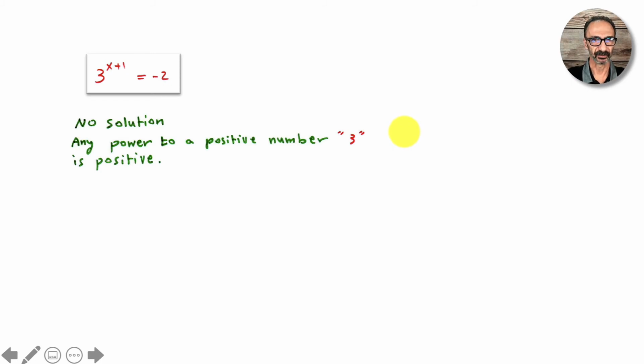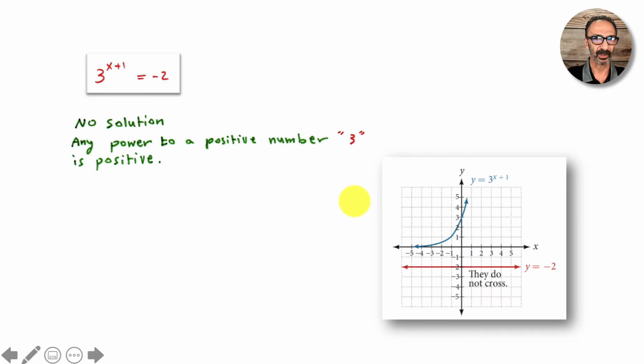There's no solution. Why? Any power of a positive number like 3 is going to end up positive. Imagine 3 to the power 1, 3 to the power 2, 3 to the power 3, even 3 to the power -2, which is 1 over 3 to the second. That's going to be a small number, but it's not going to end up negative. So there is no solution. There's another way to support it.